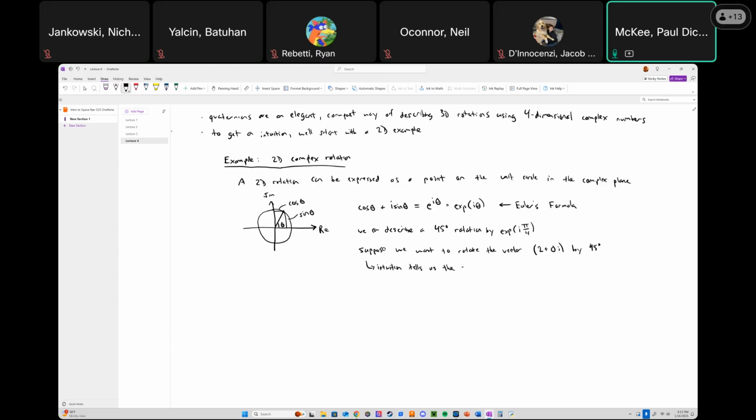The answer will be root 2 in the real direction plus root 2 in the imaginary direction. But let's just prove that to ourselves.